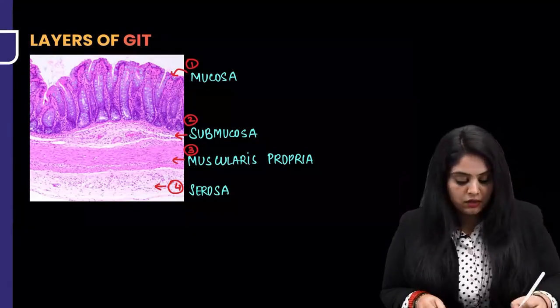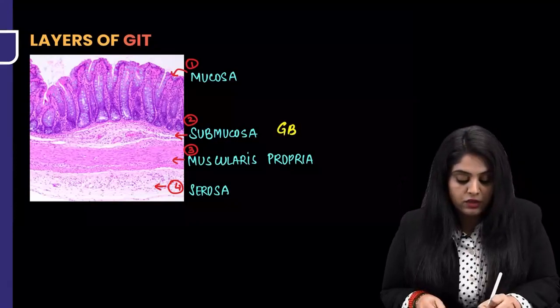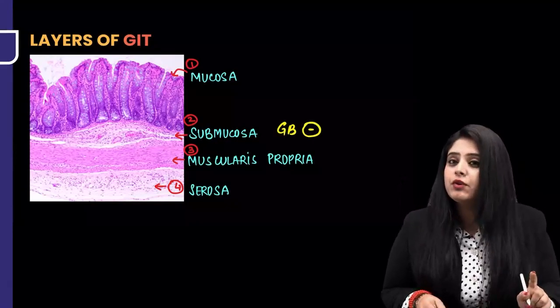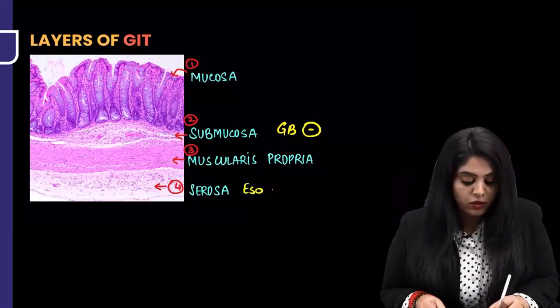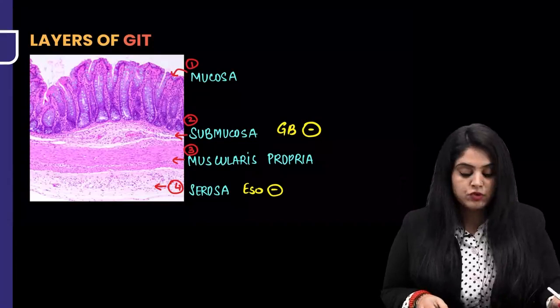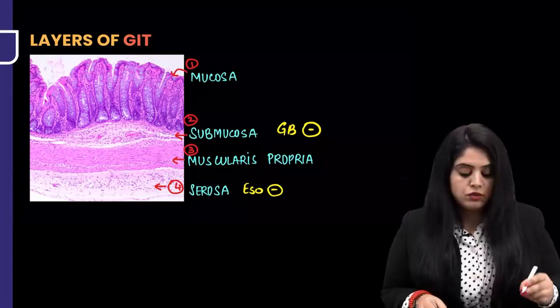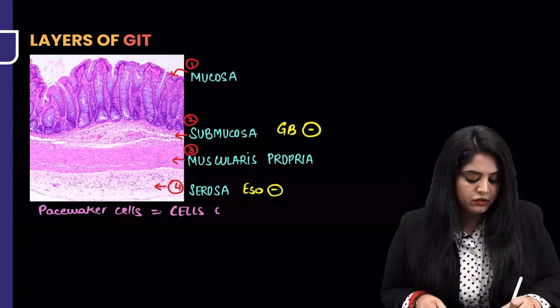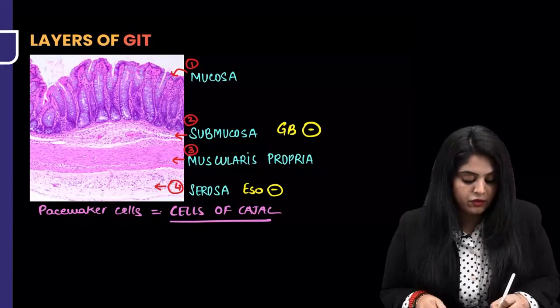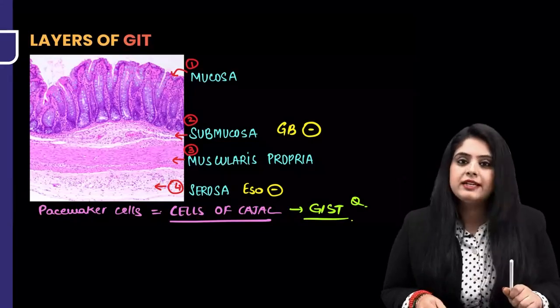Please note that the gallbladder does not have a submucosa. That's a very important question that you have in surgery. And the esophagus does not have the serosa. So these are 2 exceptions that you have to know. Next, you also need to know that the pacemaker cells of the GIT are the cells of Cajal. Later on I'll be telling you there is a tumor that arises from the cells of Cajal, and that is known as GIST. We'll talk about that in a while.